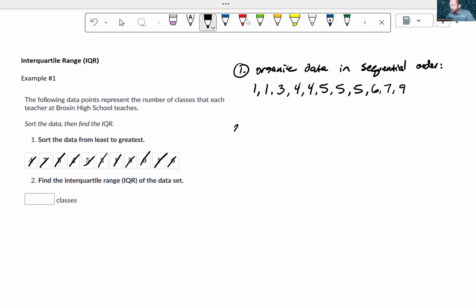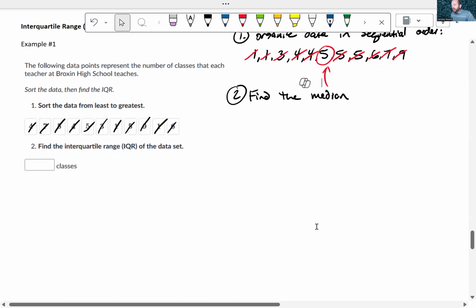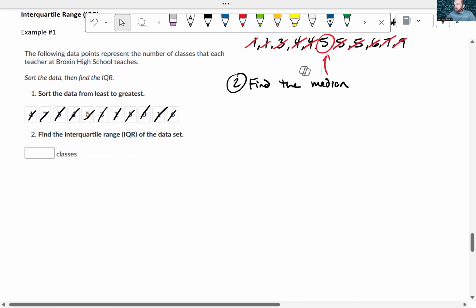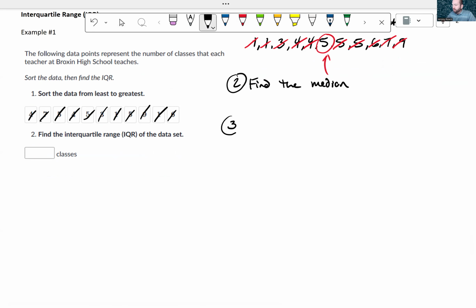Okay, now we're going to find the median. To find the median, we're going to start left, right, crossing out left, right, left, right, left, right, left, right. There's our median, 5. Okay, now we want to find the median of the lower half. So we're going to look for what our quartiles are. So I'm going to write find the median of the lower half.